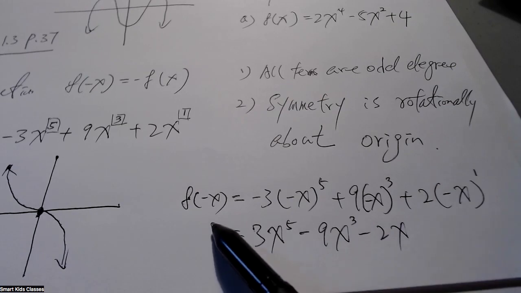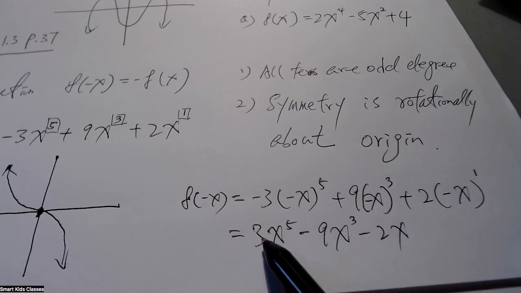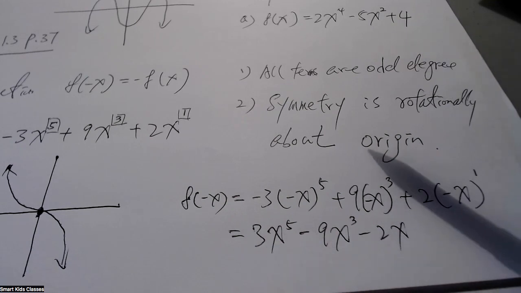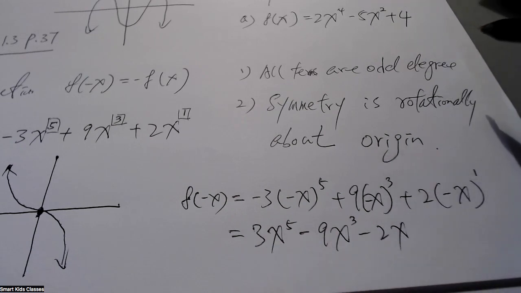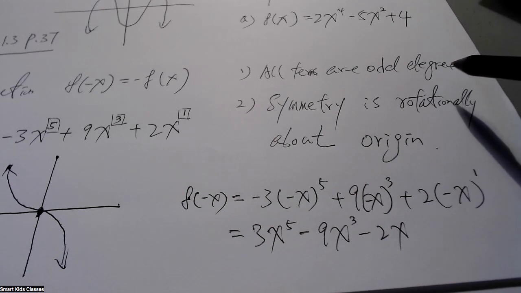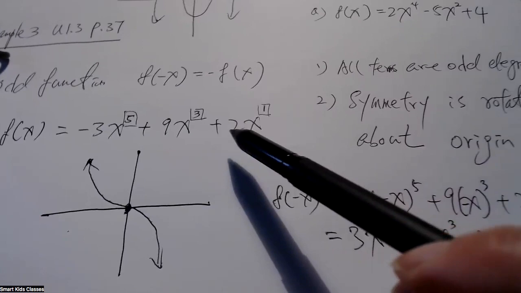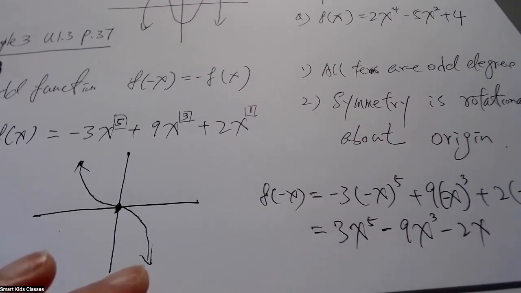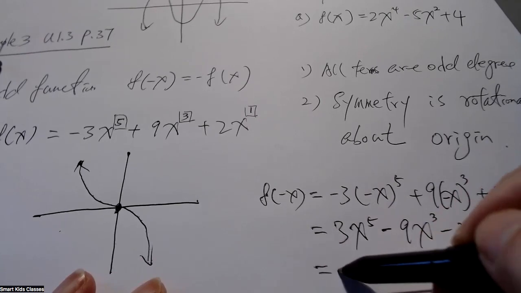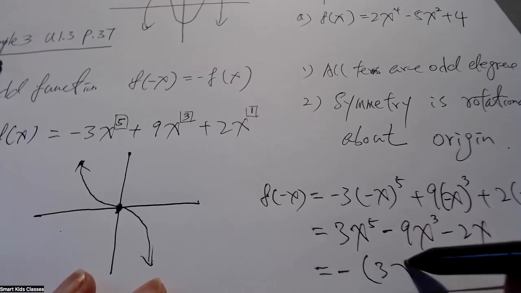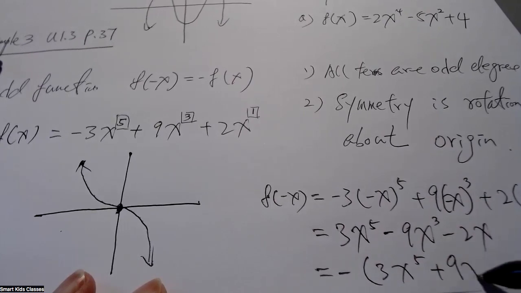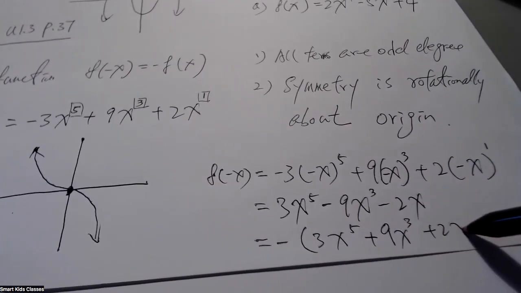Now, it means that when you substitute negative x, you get the negative of the original function. So f(-x) equals the negative of f(x), the original function. So we're going to factor it. If you factor out a negative sign, you're going to have -(-3x^5 + 9x^3 + 2x).